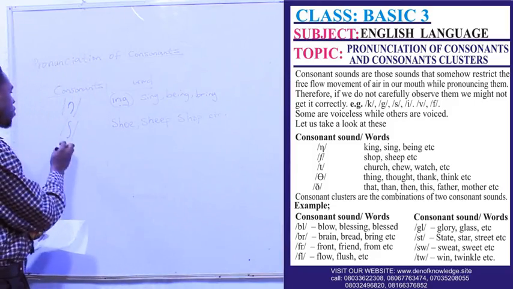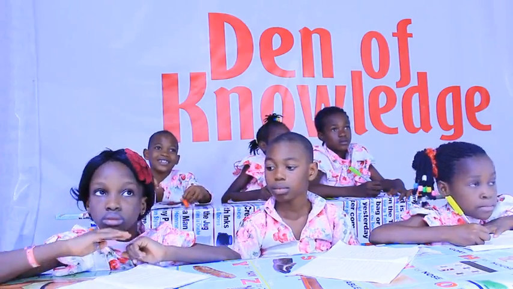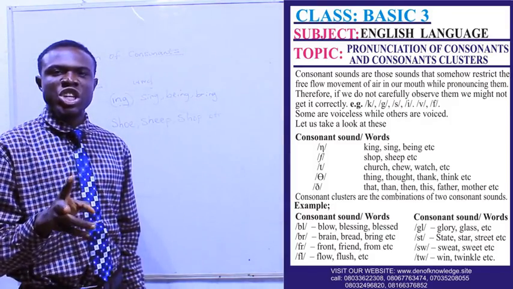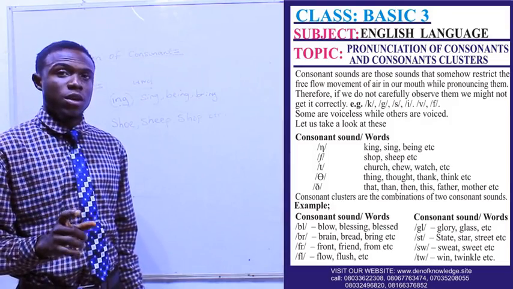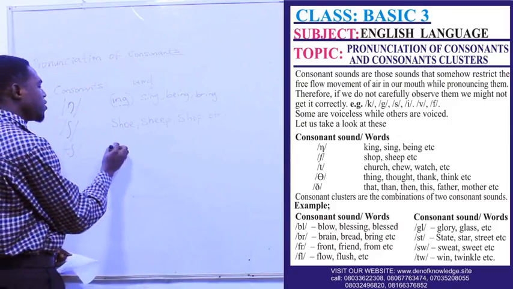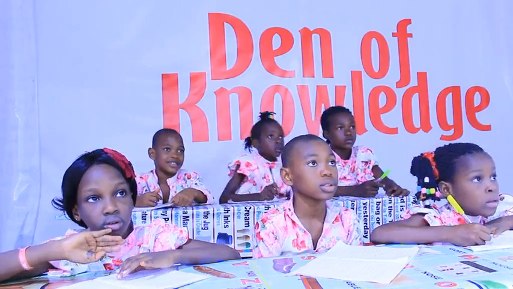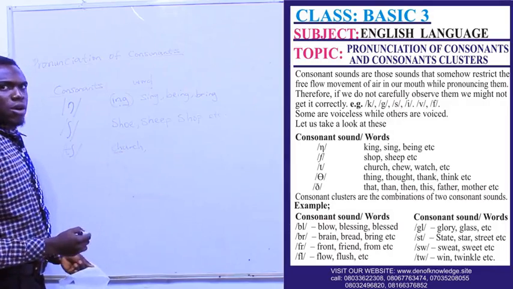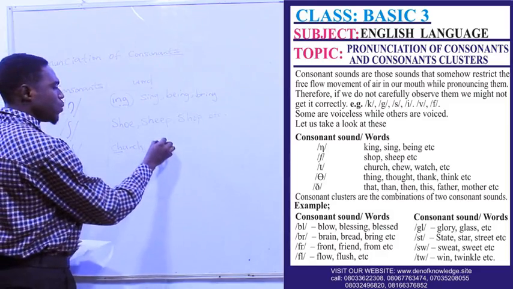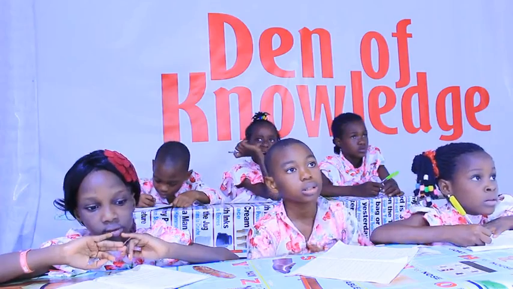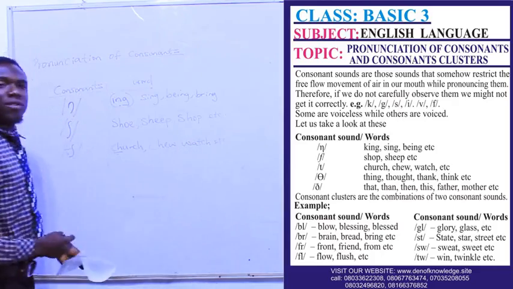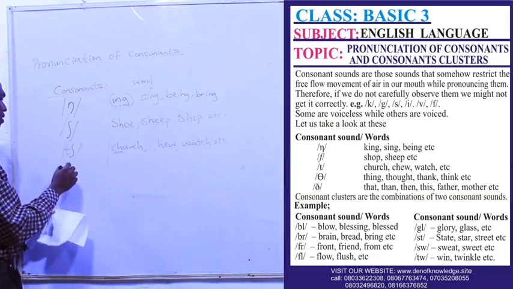Now we have this one. It is also something like this, but you pronounce it as ch, ch, ch. So the correct pronunciation is ch. Example, we see it in church, especially words that have CH. Almost all words that have CH have this sound. We have it in chew. We still have it in watch. Now let's look at another sound like this.